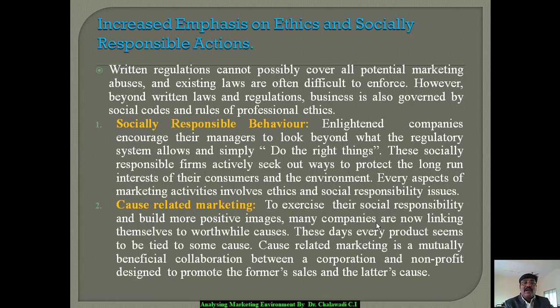And the second point is cause-related marketing. What is cause-related marketing here? To exercise social responsibility and build more positive images, many companies are now linking themselves to worthwhile causes. These days, every product seems to be tied to some cause. Cause-related marketing is a mutually beneficial collaboration between a company and a non-profit, designed to promote the firm's sales and the cause.